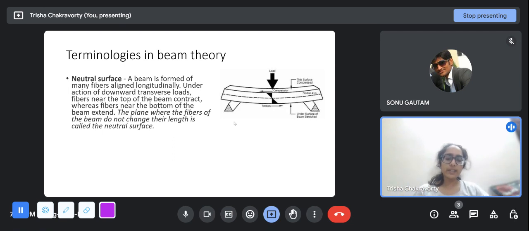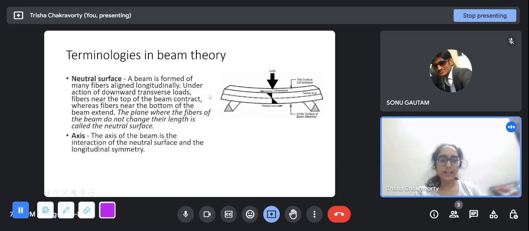And there is one plane in between somewhere here where the fibers of the beam do not change their length. That is called the neutral surface. It is a surface because a beam is a three-dimensional body. So this is the surface that goes into the plane, and the neutral axis is this line. If we look at the beam in a 2D plane, then this line will be the neutral axis, and the neutral surface is this line going into the plane. And the axis of the beam is the intersection of the neutral surface and the longitudinal symmetry.